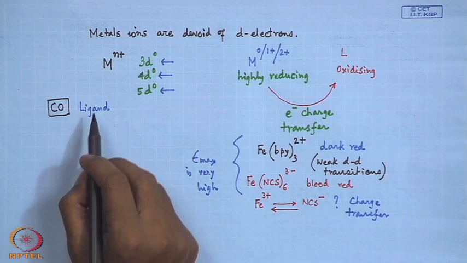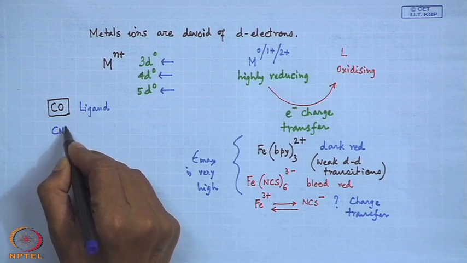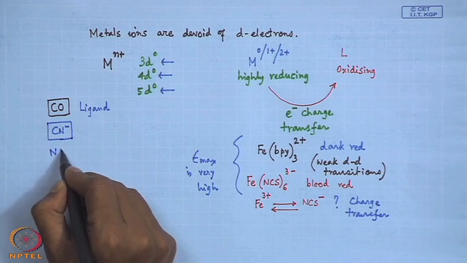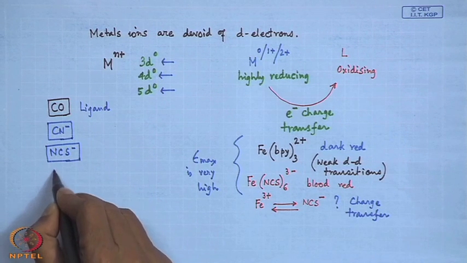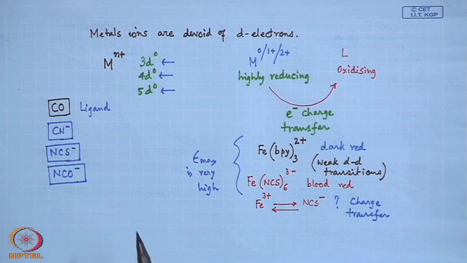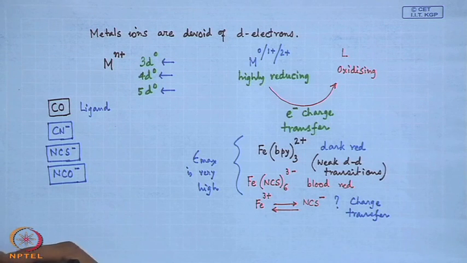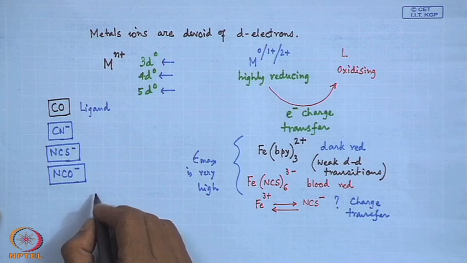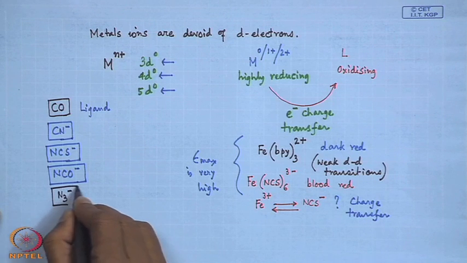So, depending upon the ligand, we can have carbon monoxide, or CN minus, or NCS minus, or NCO minus, cyanate. All these ligands can have different types of connectivity patterns between the atoms present over there. Also we can have N3 minus, the azide anion.